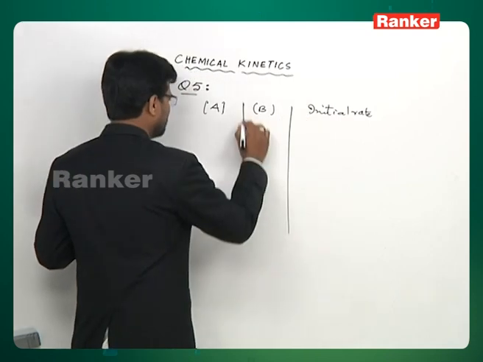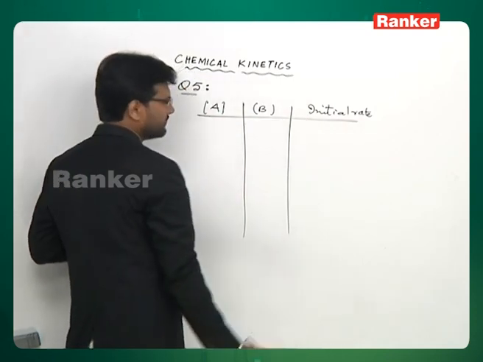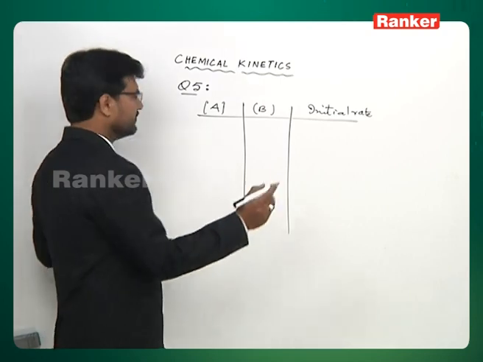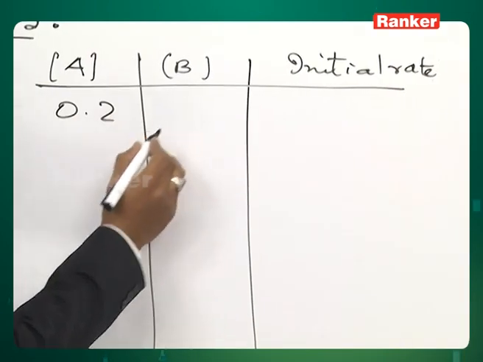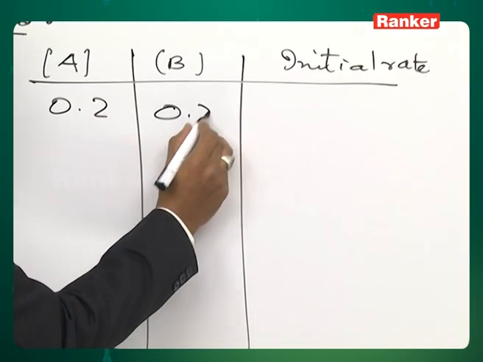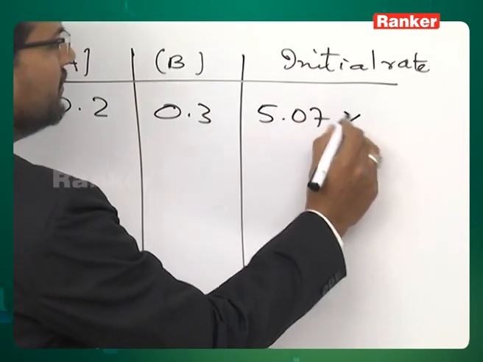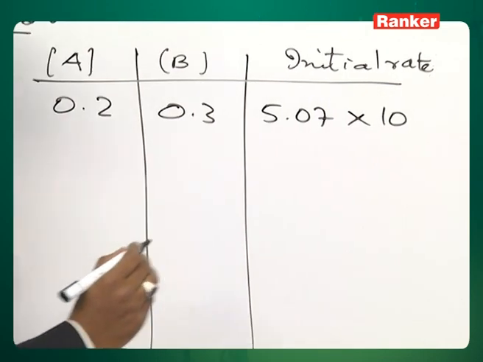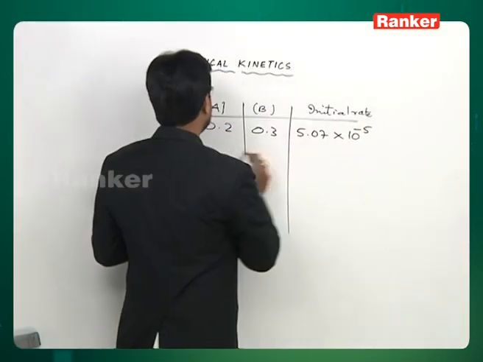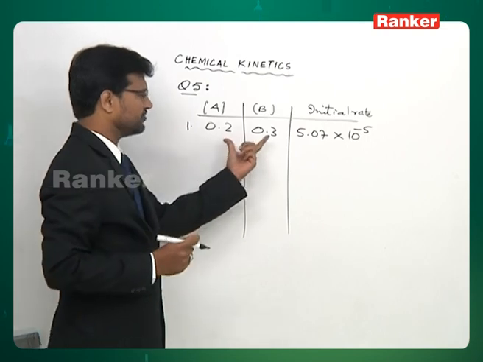With the help of this tabular form, you can arrive at the order of the reaction with respect to A and B. Initial amount of A is 0.2, initial amount of B is 0.3, and the initial rate is given as 5.07 into 10 raised to minus 5. This is the first set of experiment with these initial amounts.